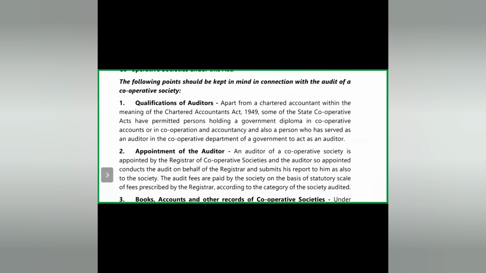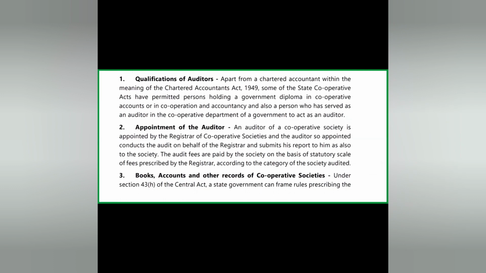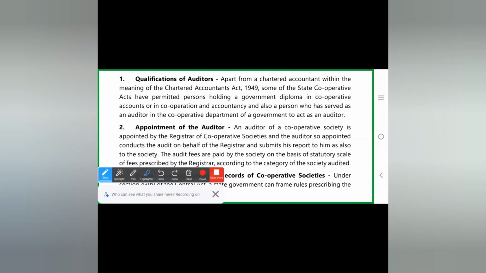No, ma'am. Okay, we'll go for qualification of auditors here. Apart from a chartered accountant, within the meaning of the Chartered Accountants Act, persons who hold a government diploma in cooperative accounts or cooperation accountancy, and who have served as an auditor in the cooperative department of the government, can act as an auditor.